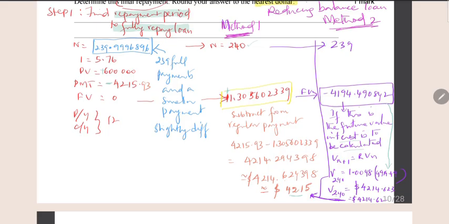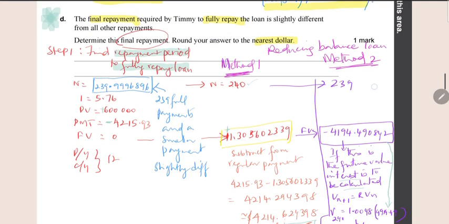And then the 240th value will be 4214.623, which, when rounded off to the nearest dollar, as the question asks, is the same as we got in the previous method, 4215. So that's a lot of calculation for 1 mark, but it seems to be a question that often repeats.